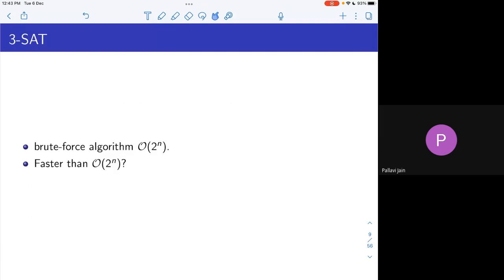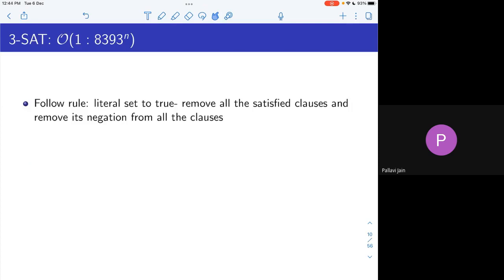Right. So what she said is, if we have a three-length clause, and the first literal we decide to set to true, but it is in negation form, so that is falsified. Now we have only two options for the remaining two literals, and what possibilities we have there. So we will exactly use this idea, and we will try to design a faster algorithm which runs better than 2 power n. Okay? So we will follow the simple rule.